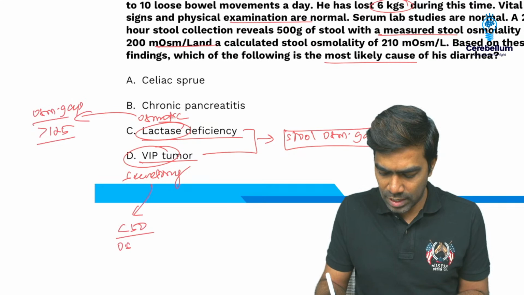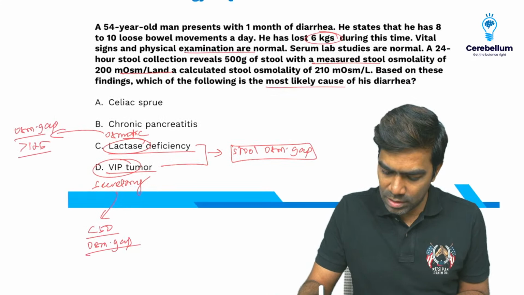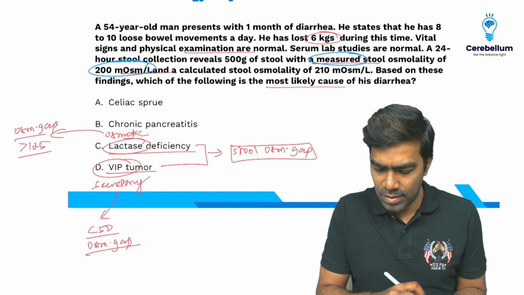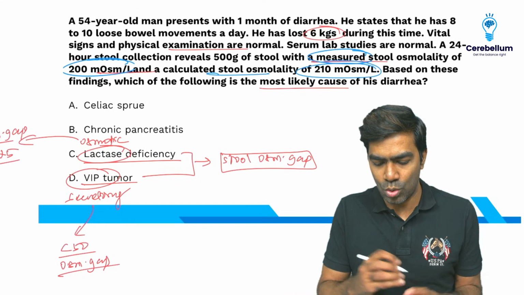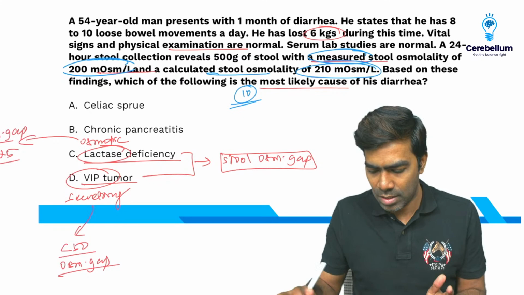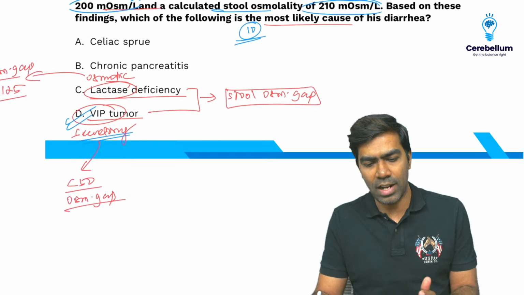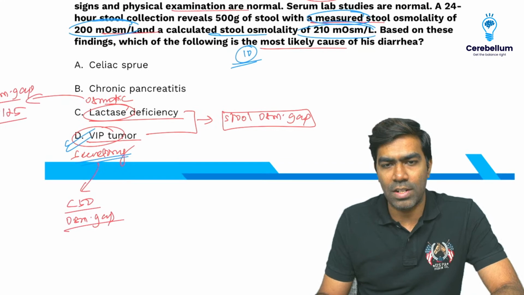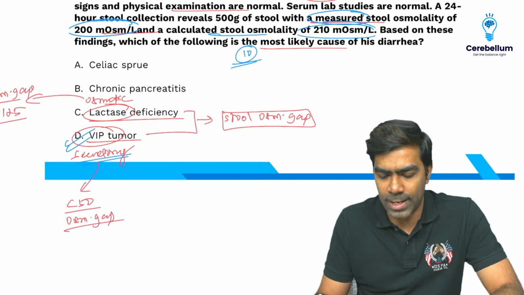So it's very clear that the patient's measured stool osmolality is 200, and the patient's calculated stool osmolality is 210. So 210 minus 200 is just 10. The stool osmol gap is just 10. So that clearly tells you that it must be a secretory diarrhea. So in this case, the likely diagnosis is going to be the VIP tumor. Lactase deficiency should have caused a stool osmol gap of more than 125. That's not the case here.